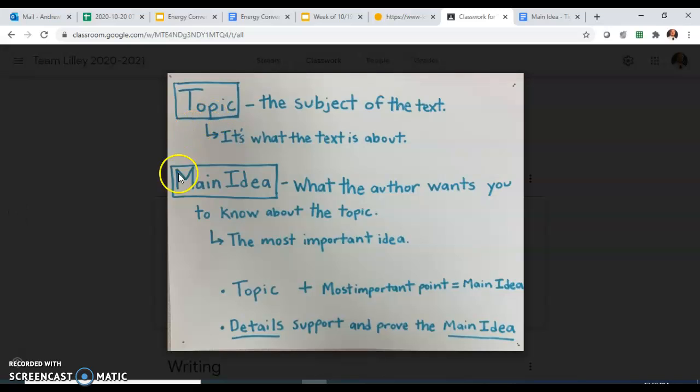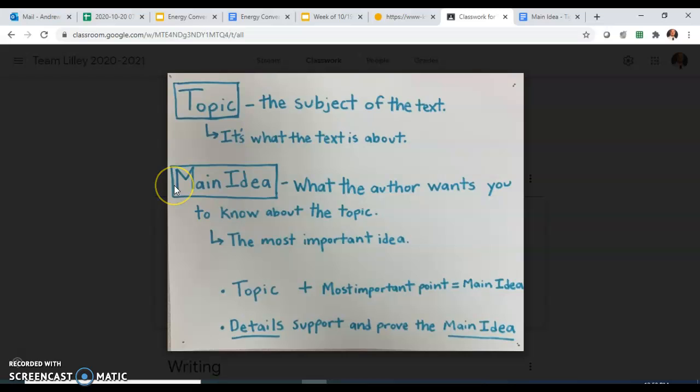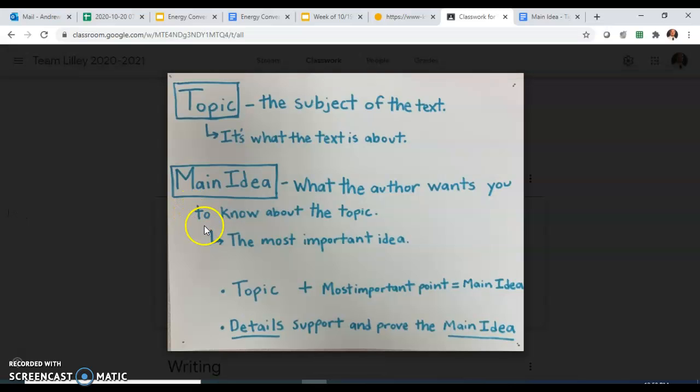And that brings me to the main idea, because the main idea is a little more detailed than the topic. It's narrowed in. So the topic is like a broad or general description of what the text is about, but the main idea is more specific. It's what the author wants you to know about the topic. And I'll go into an example in a minute to show you what I mean. But it's the most important idea that the author is showing to the reader in a non-fictional format. So it's real life facts.